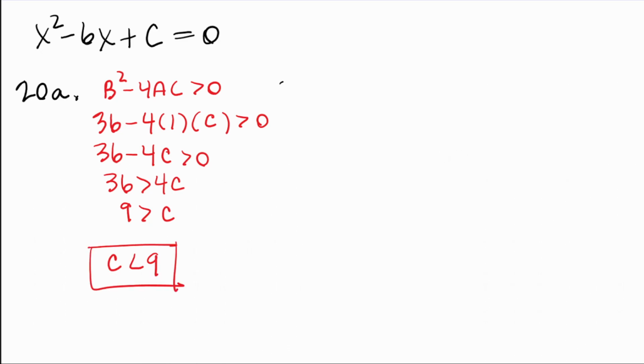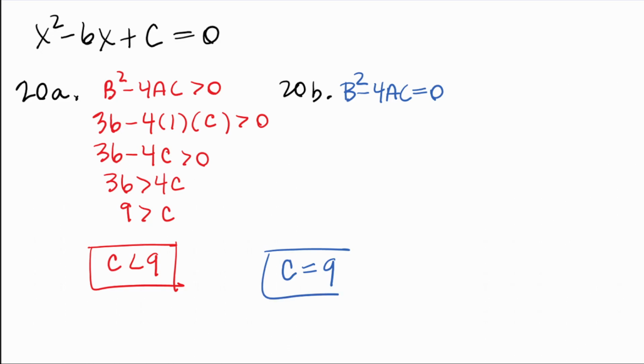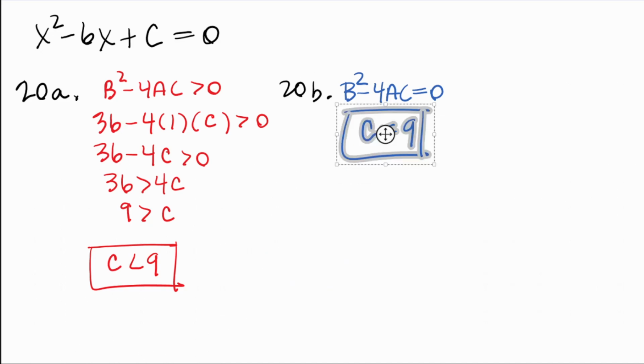For 20b, one real solution, that would be where b squared minus 4ac is equal to 0. The solving would be no different, except instead of having a greater than, I'll have an equals. I've already done this algebra once, so as well say c is equal to 9. And then for 20c, I'll put it right in here as well.